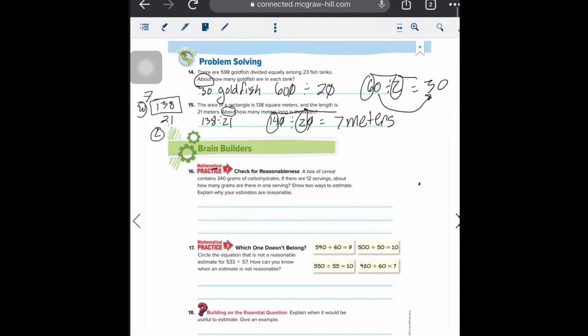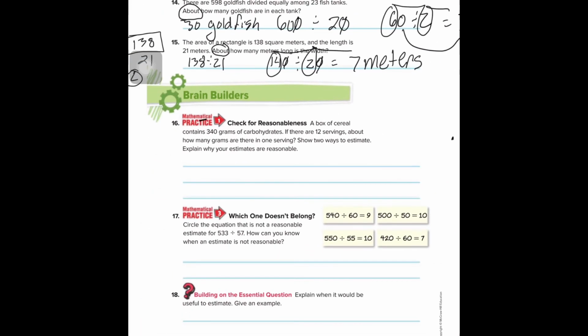All right, number 10, brain builder. A box of cereal contains 340 grams of carbohydrates. There are 12 servings. If there are 12 servings, about, okay, we can estimate how many grams are there in one serving. Show 2 ways to estimate. Explain why our estimates are reasonable. All right, let's do this one step at a time.